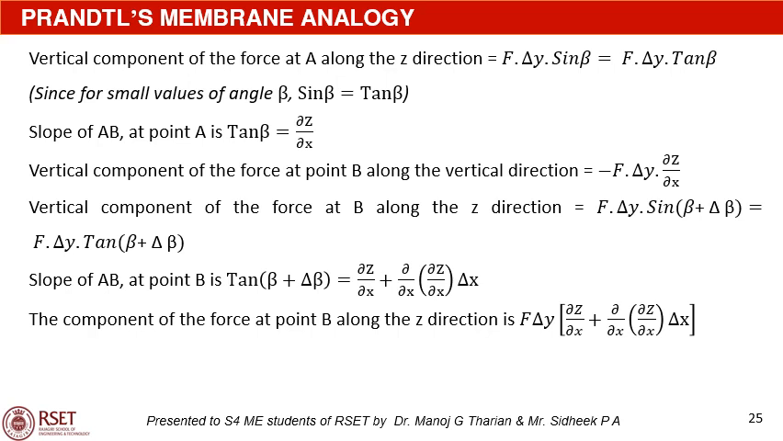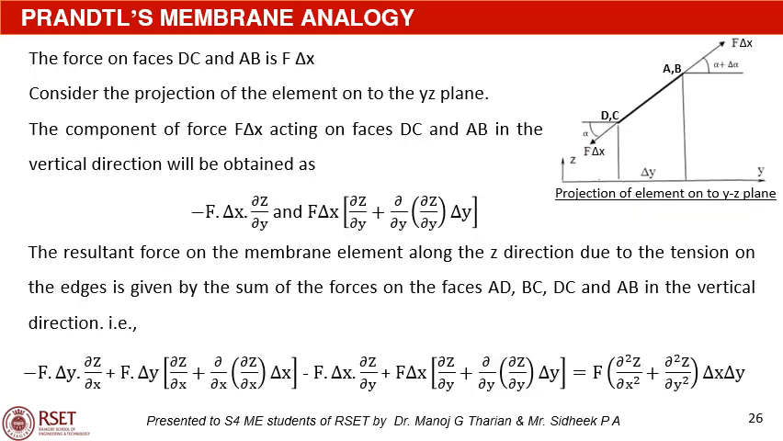Thus, we get the component of the force at point B along the z direction is F into delta y into dou z by dou x plus dou by dou x of dou z by dou x into delta x. The force on face DC and AB of the membrane element is F into delta x. Now consider the projection of the element onto the YZ plane.